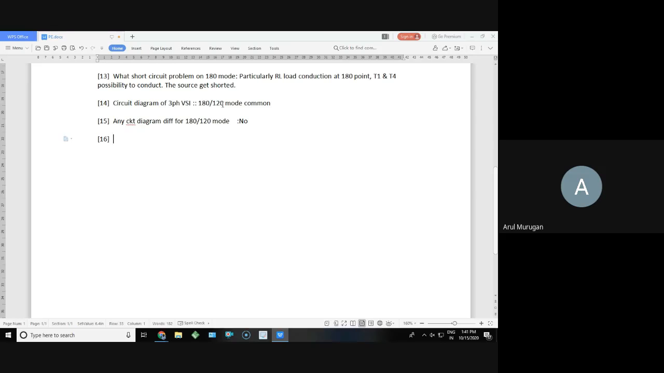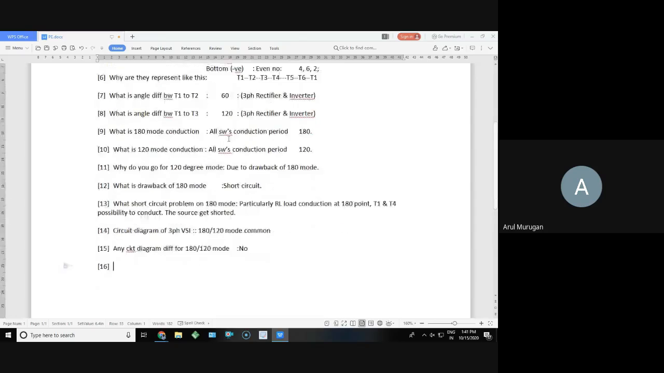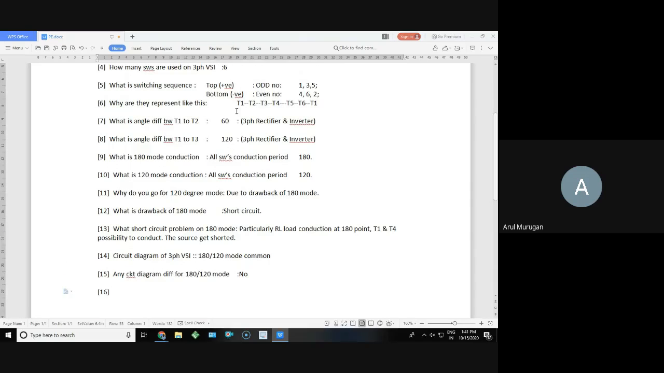Next, we are going to see: 1 to 2 is 60 degrees, then 1 to 3 is 120 degrees. If it is the 180 degree mode, every switch conducts for 180 degrees. If it is the 120 degree mode, every switch conducts for 120 degrees only.